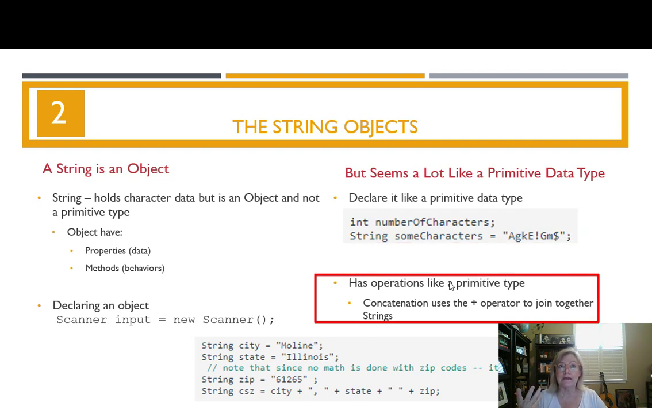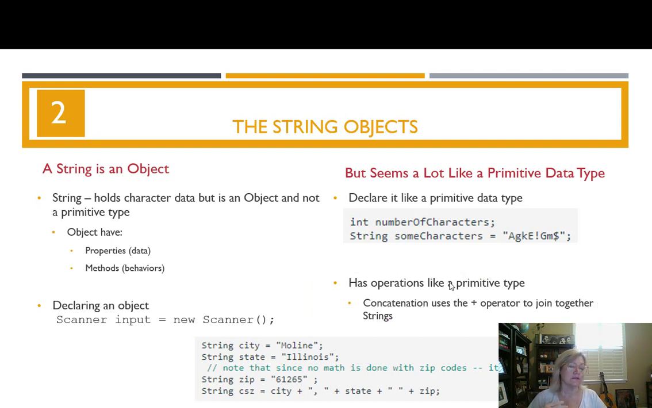For example, most numbers have addition, subtraction, multiplication. Those are called operations. And a string has the operation called concatenation. You've been doing it most of the semester. We use the plus operator, and it just means to join strings together. So here I have an example.